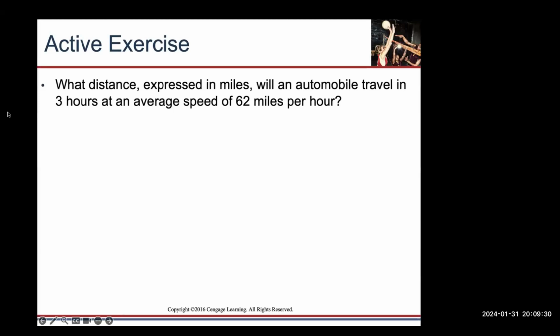Okay, so let's go ahead and get started. It says, what is the distance? Okay, so our given, what we're going to start off with is going to be our 3 hours. And then our speed is going to give us our conversion from hours to miles. So we know that in this case, we're going to have 1 hour on the bottom because it's per hour, and then we're going to have 62 miles on top.